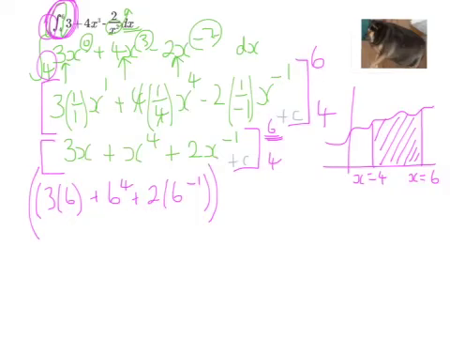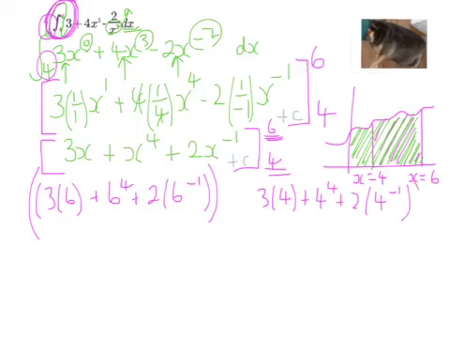Now what's actually happening is this. It's giving me the area all the way up to 6. So if I evaluate that, I will get the area all the way up to 6. Now what I'm going to do is feed the 4 into my integrated function. So it's 3 lots of 4 plus 4 to the 4 plus 2 lots of 4 to the minus 1. And that's going into a square bracket.